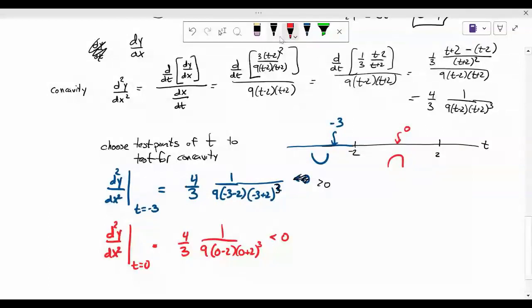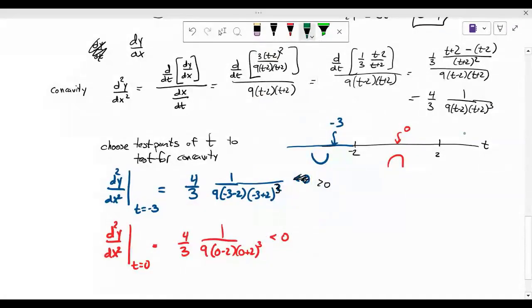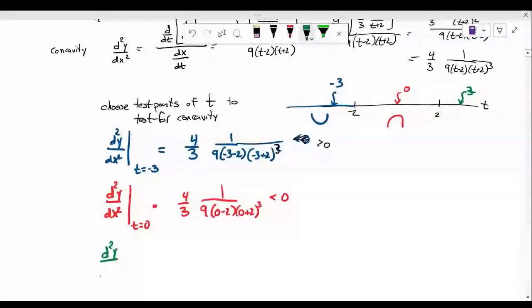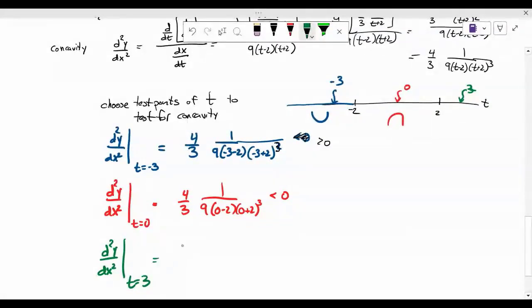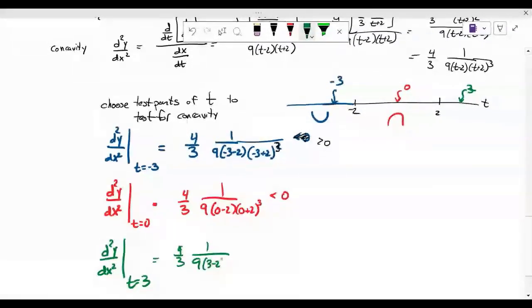So concave down, and I guess finally test point, let's say +3 this time. Positive, positive, positive. 3 minus 2 is positive, and this is always going to be positive unless it's 0. Oh, sorry, that's going to be still positive. Okay, so all positive, still positive, so concave up.